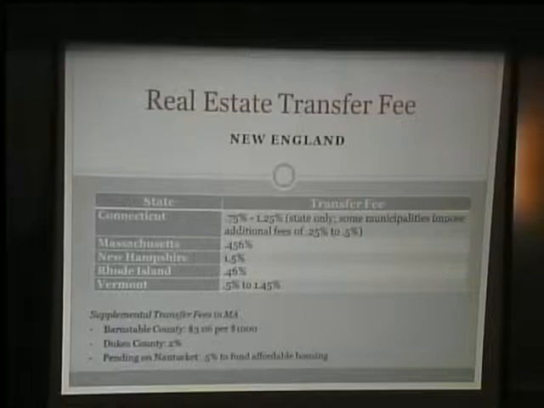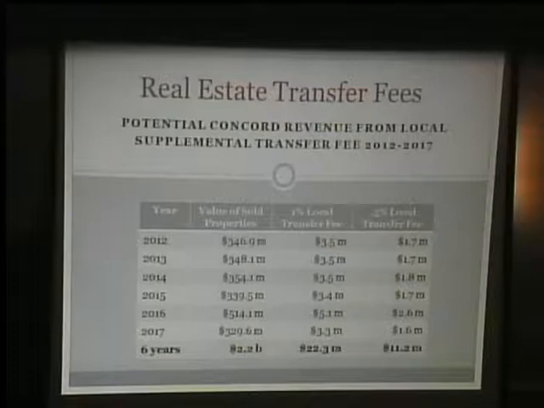So what does this mean? Well, if we look at a 1% local transfer fee, and we use the 2017 numbers, that is $3.3 million in revenue that would go to affordable homes in our community.